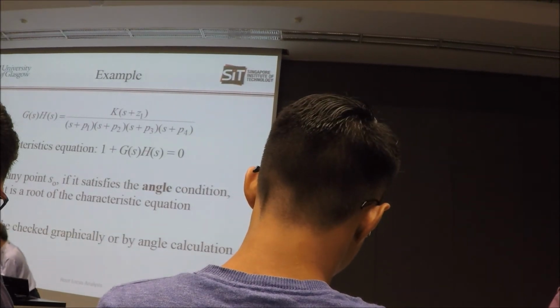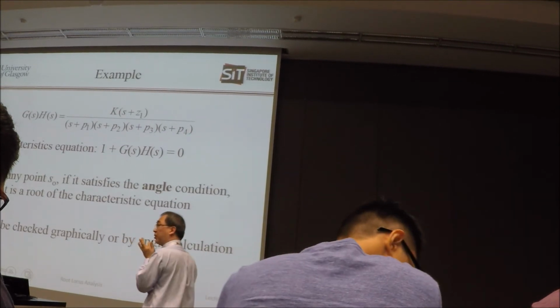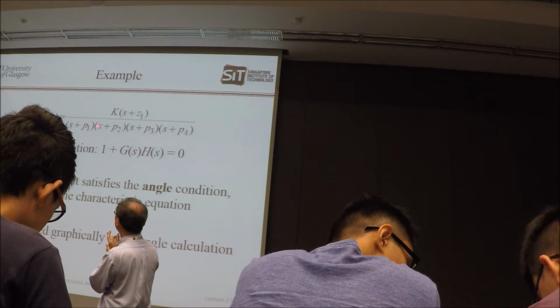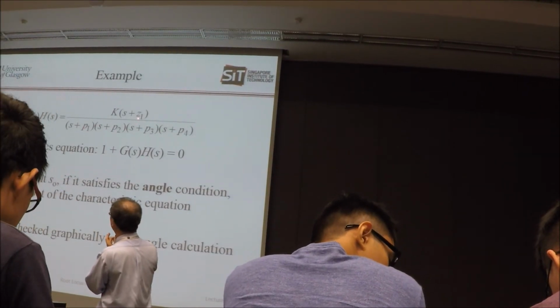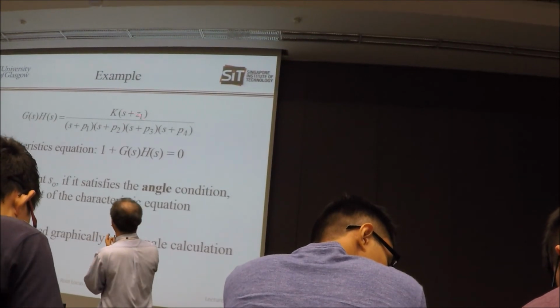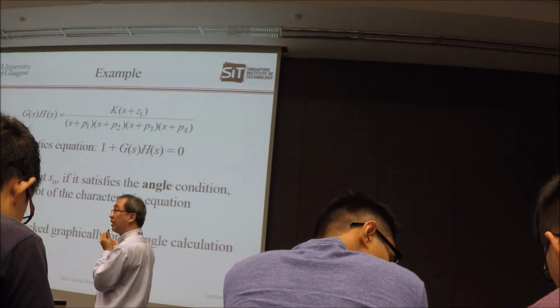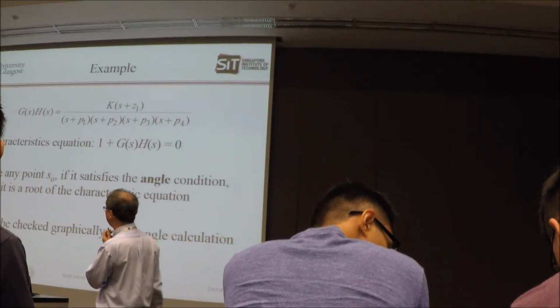Let's take a look at this example to see how we can go about starting to plot the root locus. In this case, how many poles do you have? You have 1, 2, 3, 4. You have 4 first order poles. How many zeros? You have 1 open loop zero. So this is your G(S)H(S), the open loop transfer function. The characteristic equation is still the same: 1 plus G(S)H(S) is equal to 0.